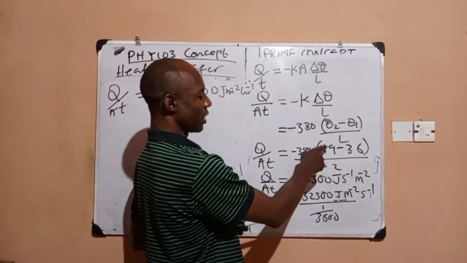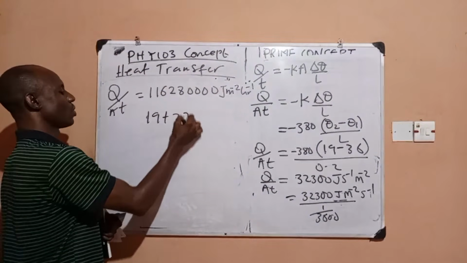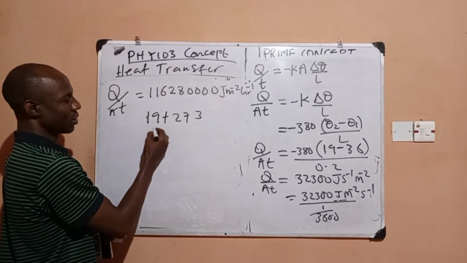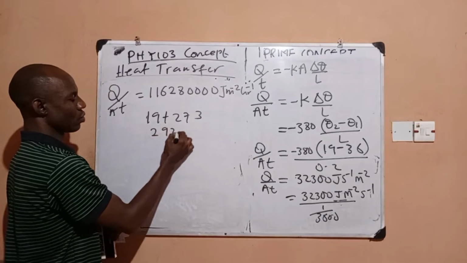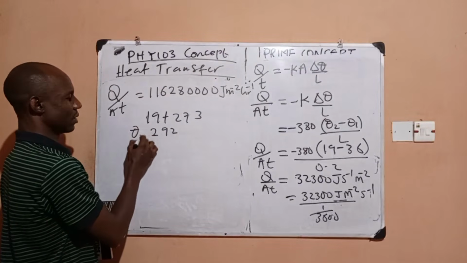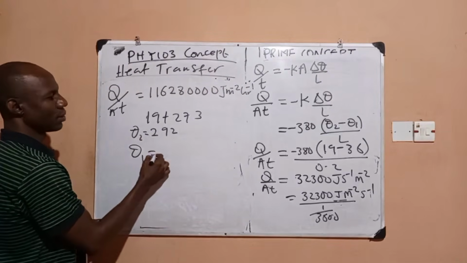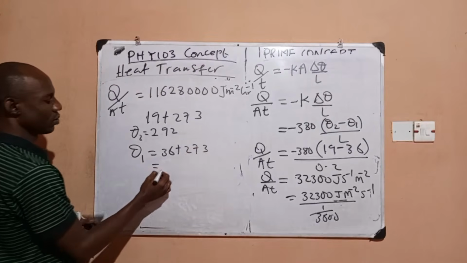Remember, if you want to change this temperature to Kelvin, you would say 19 plus 273. And what will this give you? It will give you 292. That is theta 2, right? If you do the other one, theta 1, which is 36 plus 273, this will give you what?